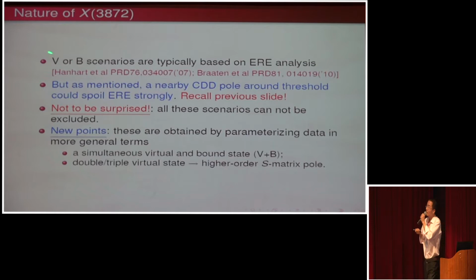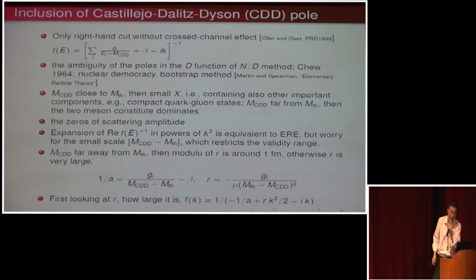Typically, these virtual or bound scenarios are based on the ERE analysis. The pioneering one was done by Hanhart, and also including Braaten. In his paper, there's a conceptual error, which was pointed out by Braaten. But as we mentioned, if there's a nearby CDD pole, the ERE convergence will be lost, and we have shown this here.